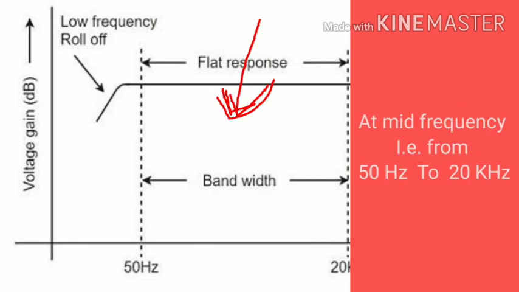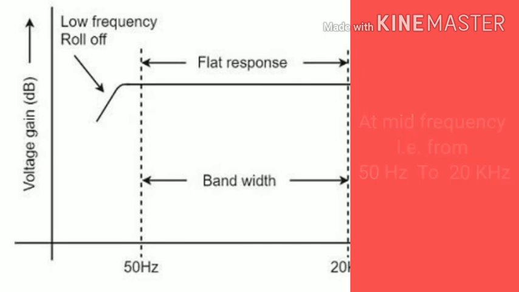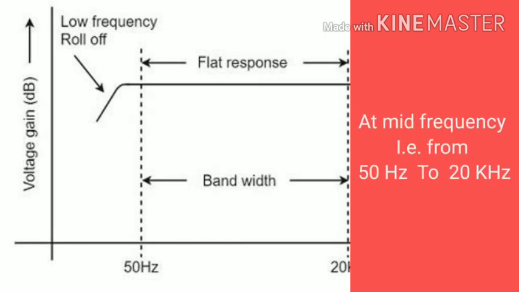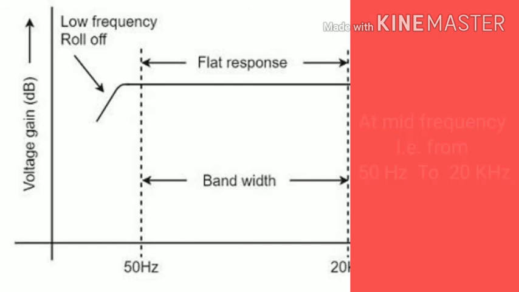At the mid frequency, that is from 50 Hz to 20 kHz, if the input signal frequency is in this range, the voltage gain becomes constant because the reactance of the coupling capacitor Cc and the Ce capacitor is moderate. Due to this, there is no loading effect. Also, Ce acts as a perfect shunt to the Re resistor.